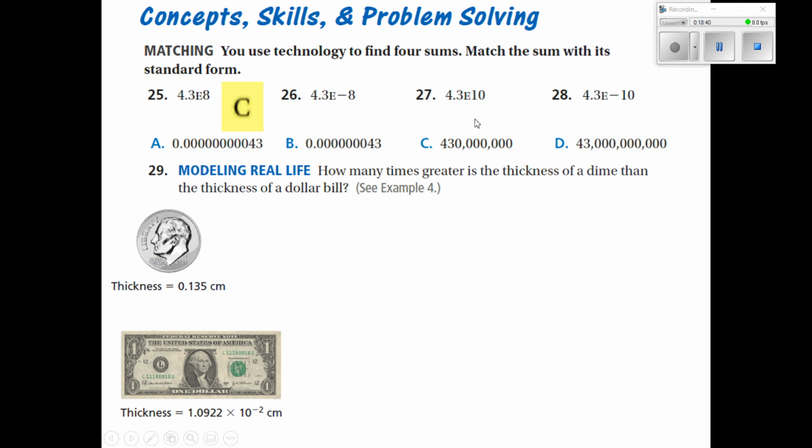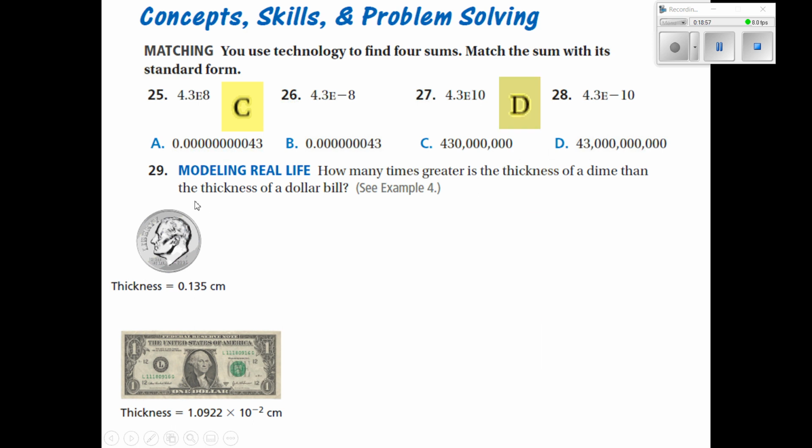All right, 27 says 4.3 times 10 to the 10th power. And that looks like this one, because when we move that, that's going to be 1. And then 3 and 3 and 3 make 9, and 9 plus 1 make 10. So 27 should be D.